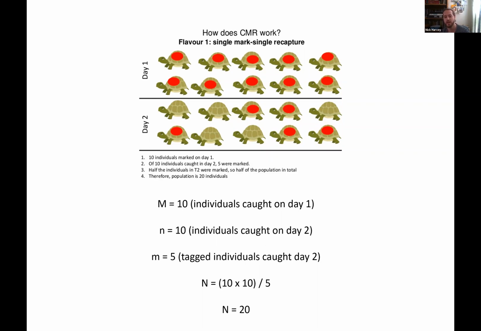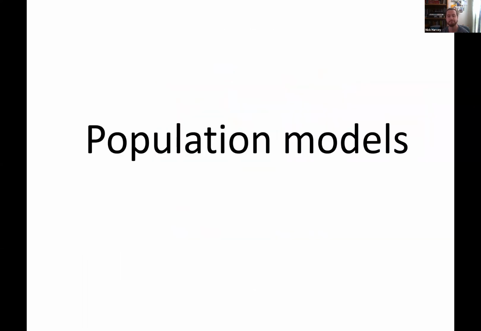And then we calculate our total population size using this equation here, and we get an estimated total population size of 20. So this is an idea of how we can estimate the population size of a species that is difficult to measure the population size directly.